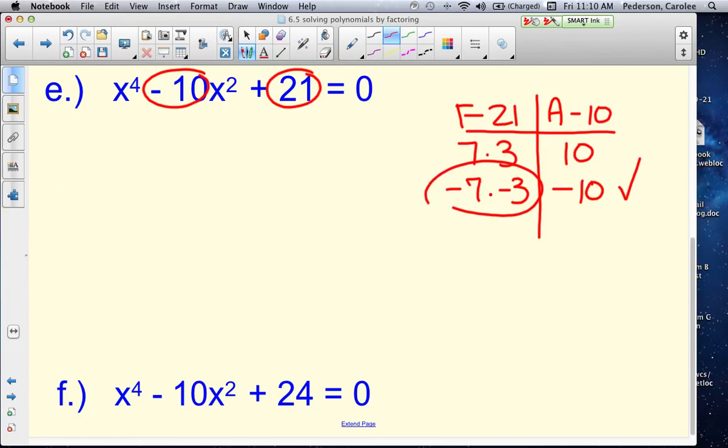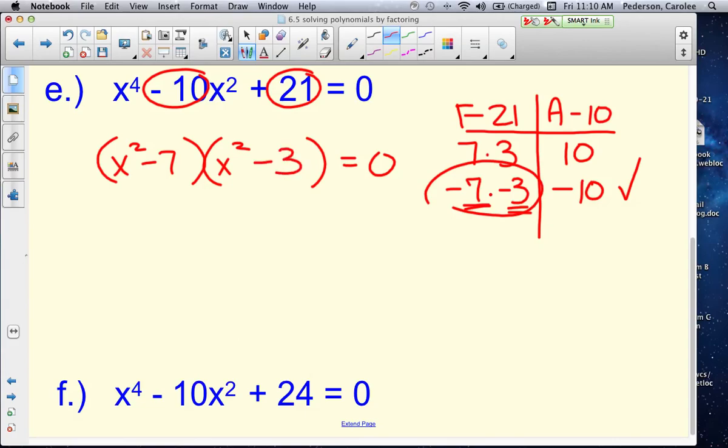So we split up the trinomial into 2 parentheses, and it's a degree of 4. So we split up the first 2 terms as x squared and x squared. And then the next 2 terms are from what I have circled, negative 7 and negative 3.